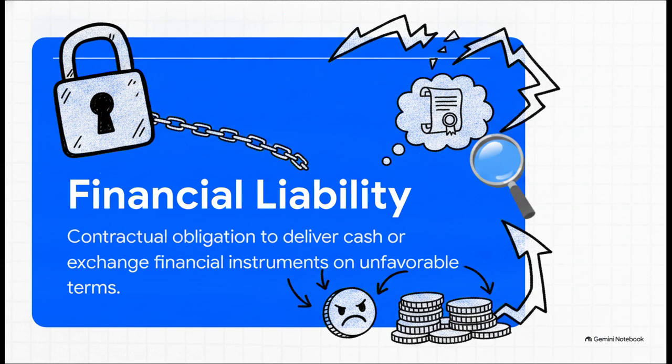Now let's flip it and look at the liability. If you take away just one phrase for your exam here, make it this: contractual obligation. If you're legally bound by a contract to hand over cash to someone else, or you're locked into an exchange on potentially unfavorable terms, boom, you have a financial liability. It's an inescapable commitment to an outflow of resources.